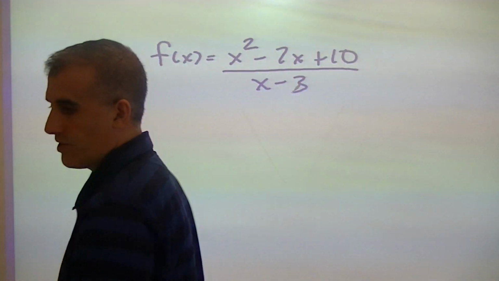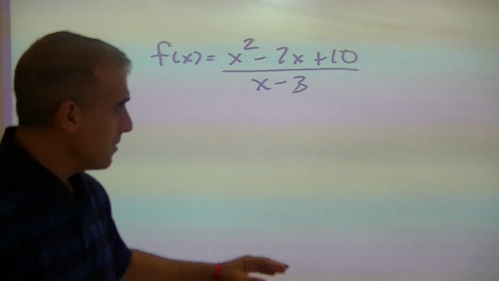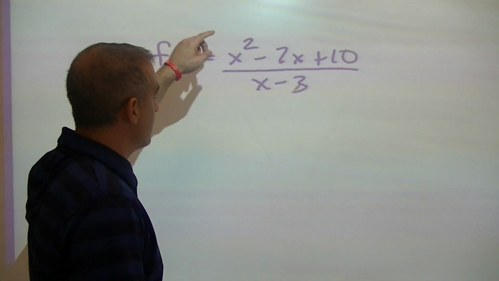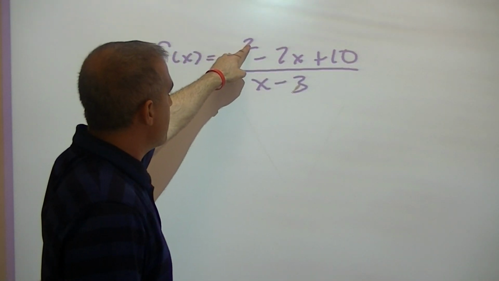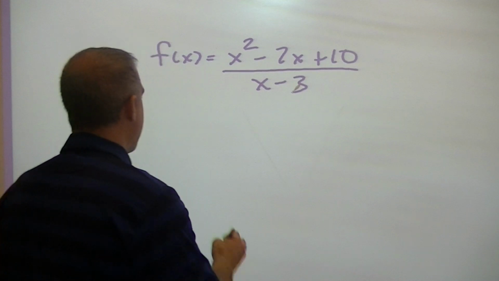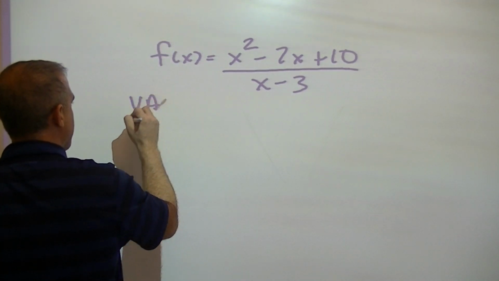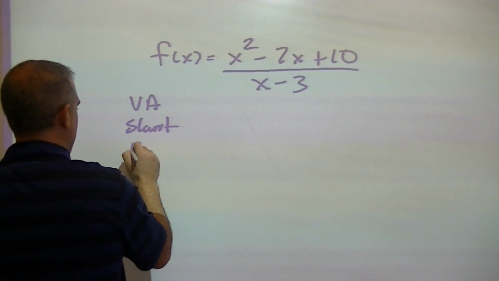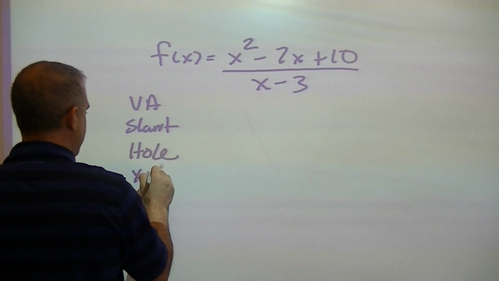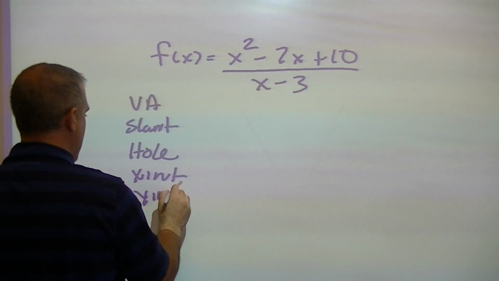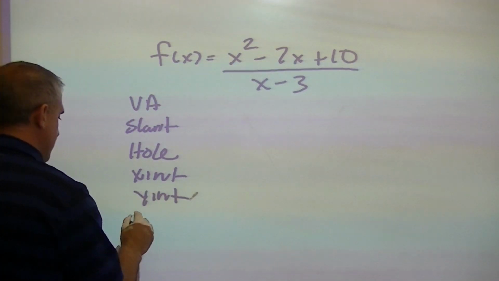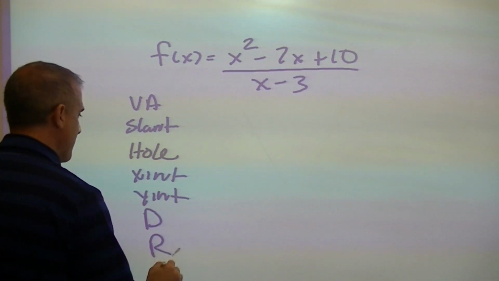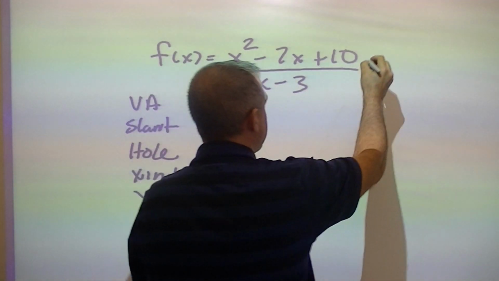All right, so you're like, okay, first thing I notice is that this is bigger than this, so I'm going to have a slant. So I'm not going to have a horizontal, I'm going to have a slant asymptote. All right, I'll check for holes, x-intercepts, y-intercepts, okay, obviously domain and range.